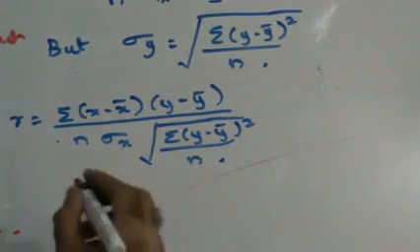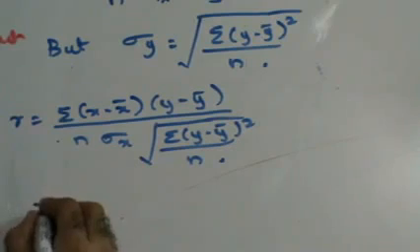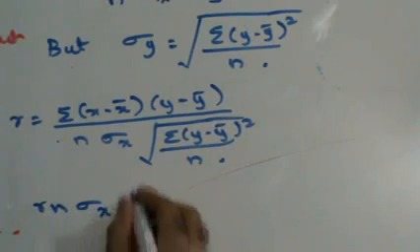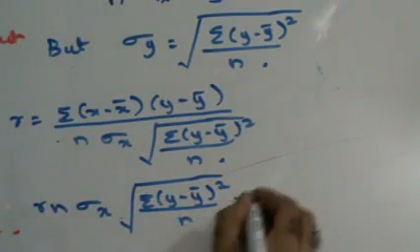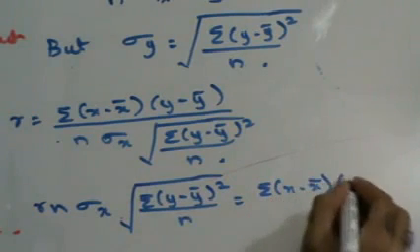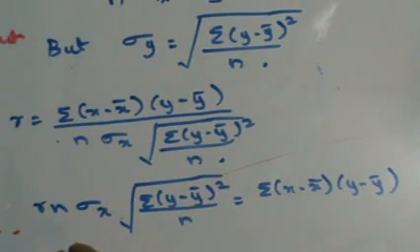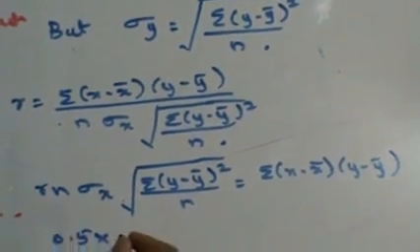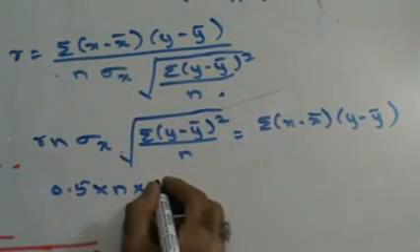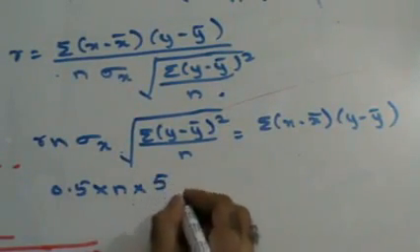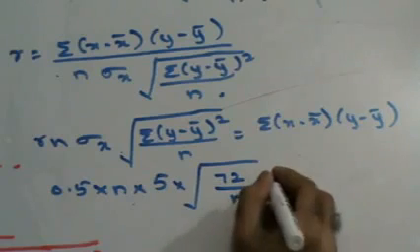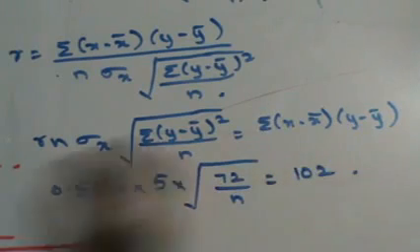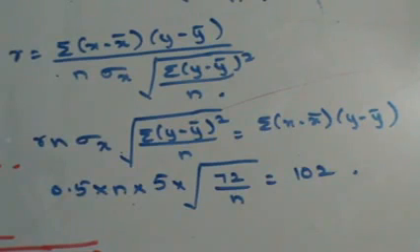Right? Cross multiply. So I'll get R n standard deviation of x into square root of sigma (y minus y bar) the whole square upon n is nothing but sigma (x minus x bar)(y minus y bar). R is given to you as 0.5. N we have to find out. Standard deviation of x is given as 5, into square root of 72 upon n, is equal to 102. The first thing I need to do is get rid of the square root side. How do I get rid of the square root? By squaring both sides.